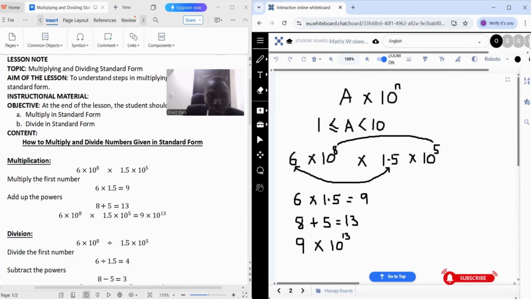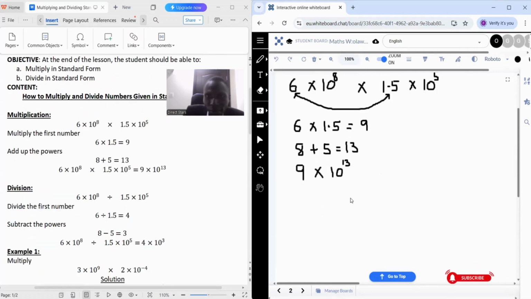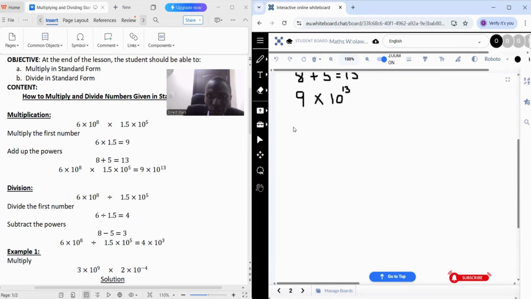Let's look at how to divide in standard form. So we still have 6 times 10 raised to the power of 8, then divided by 1.5 times 10 raised to the power of 5.